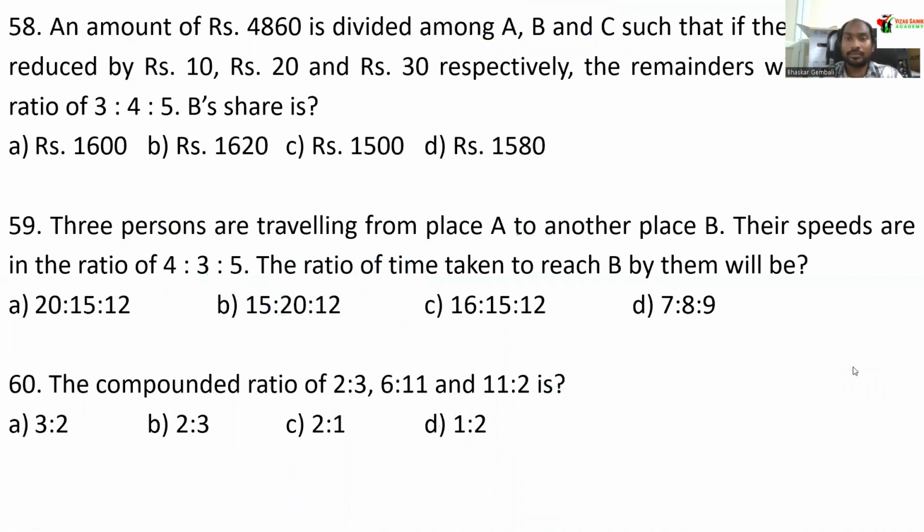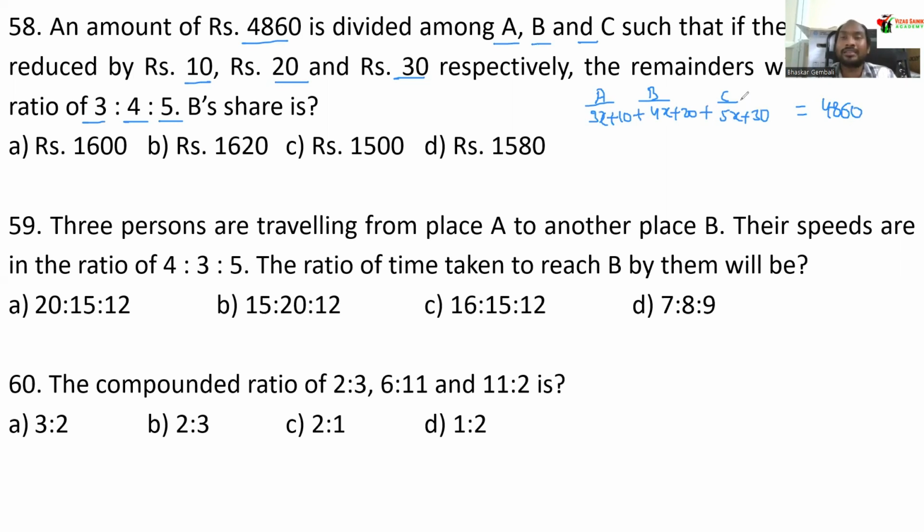Next question, Amma. An amount of 4,860 rupees is divided among A, B, and C such that if their shares be reduced by 10 rupees, 20 rupees, and 30 rupees respectively, the remainders will be in the ratio of 3:4:5. What does he say? If we remove 10 rupees from A, 20 from B, and 30 from C, their ratio is 3:4:5. So originally, A has 3x + 10, B has 4x + 20, C has 5x + 30. Now the total of these is 4860.